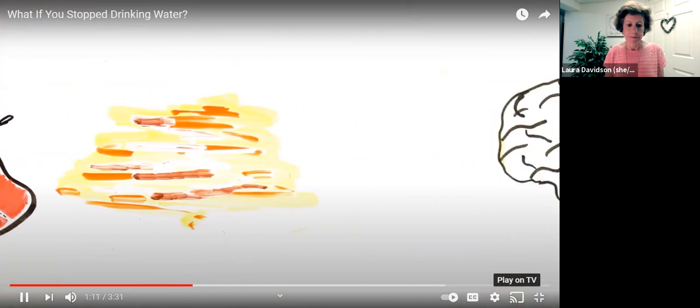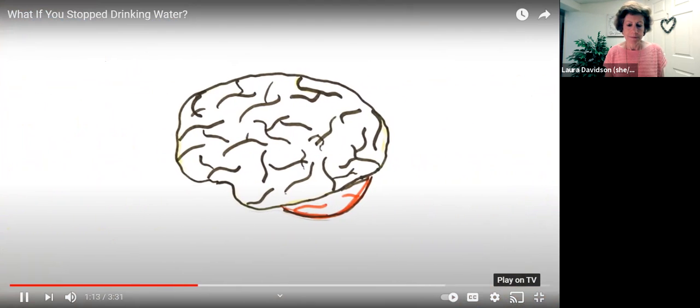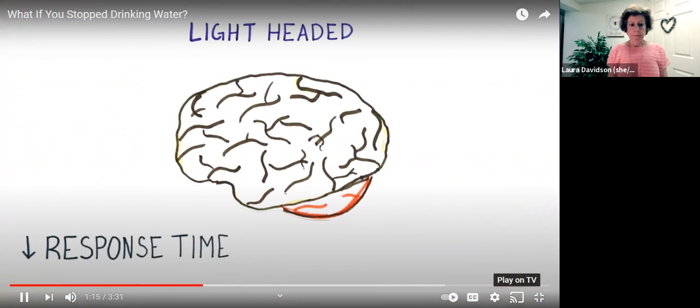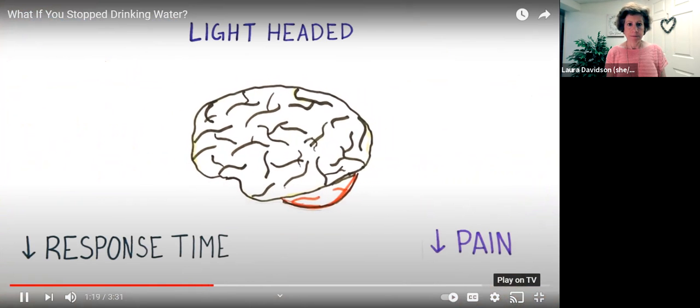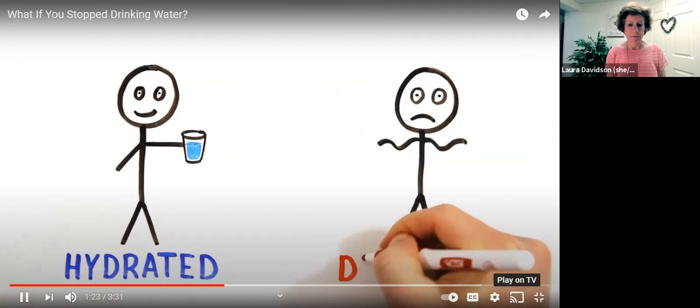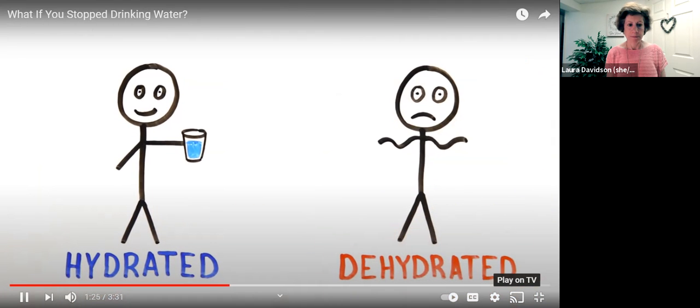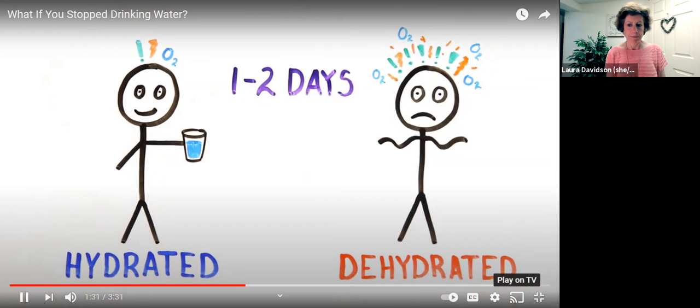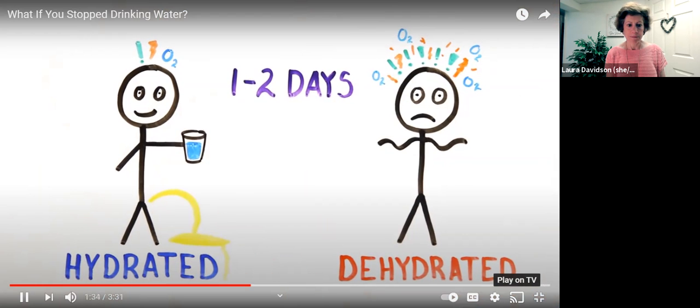The lack of H2O then begins to affect your brain. You might feel lightheaded, have a slower response time, and decreased ability to feel pain. In fact, when you're dehydrated, your brain tissue literally shrinks. In studies observing hydrated versus dehydrated participants, the same task required more brain power and oxygen in dehydrated individuals compared to those fully hydrated.